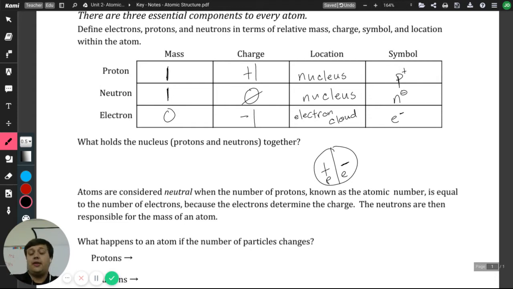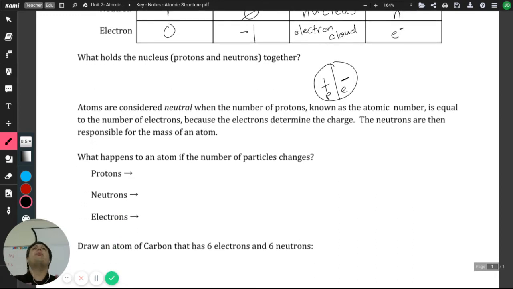So what holds them all together? Well, the neutrons hold them together, right? Because those protons are going to be sticking to that negative end of that neutron. It's what's going to be attracting it all together, keeping that dense core all kind of packed in. All right.